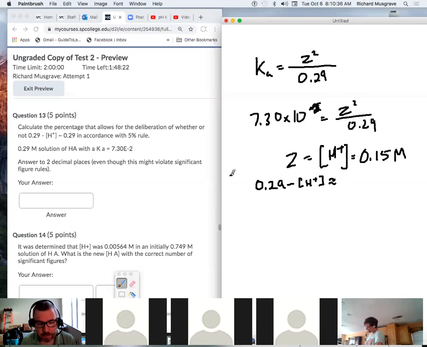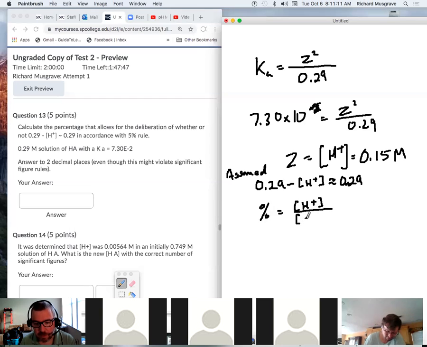All right, so we made this assumption initially. We assumed that 0.29 minus H plus is approximating out to 0.29, which is fine. But then what we want to do is figure out if that holds. I'll just do the whole thing here. So to get a percentage, it's going to be the concentration of H plus divided by the concentration of HA initial. So what it was at the very beginning. So what we're doing here is taking 0.15 and dividing it by 0.29, multiplying by 100%.